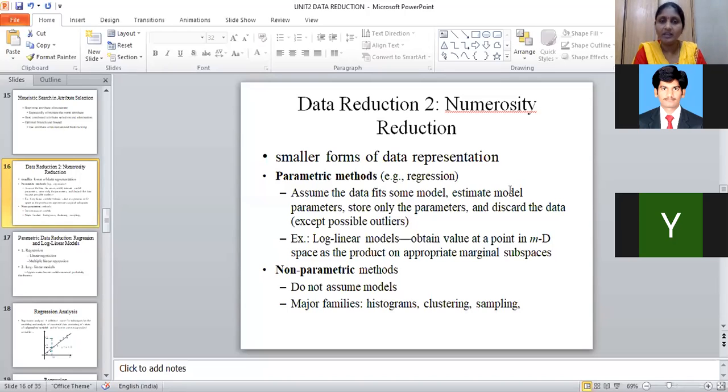Non-parametric methods. Here we are not considering any mathematical models. We are not fitting the data to any model, but we are performing the analysis on the data values only. The examples are histograms, clustering, and sampling.